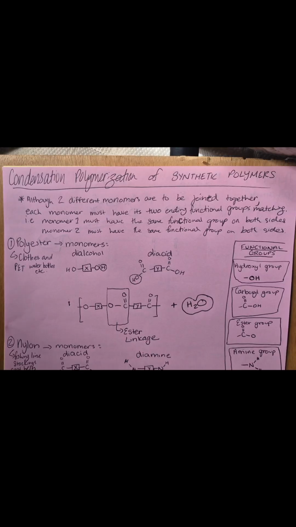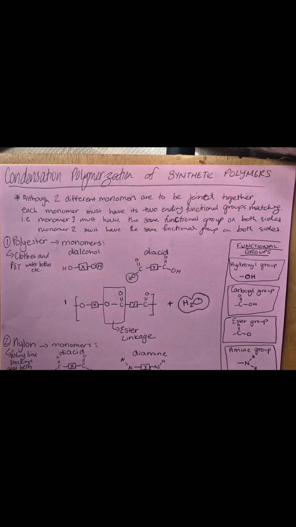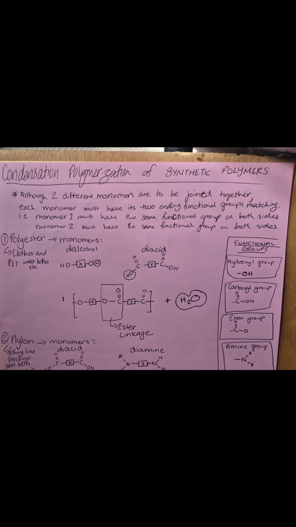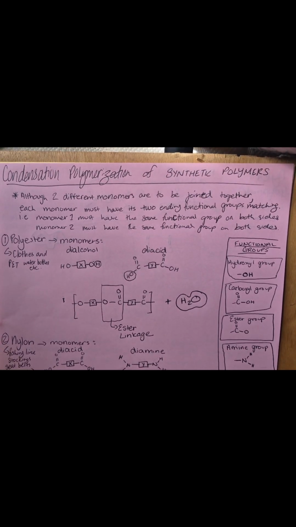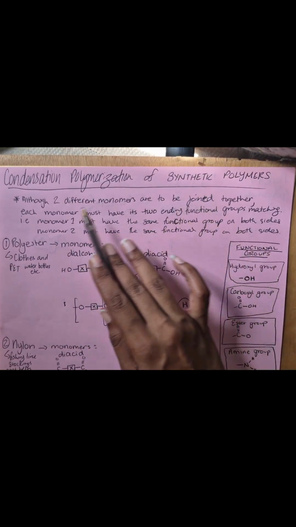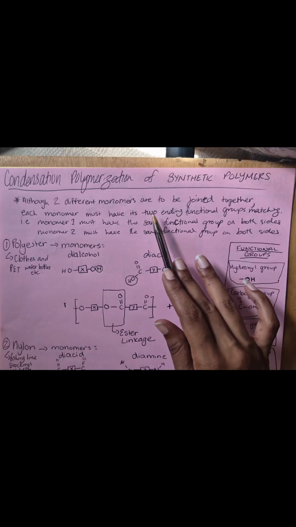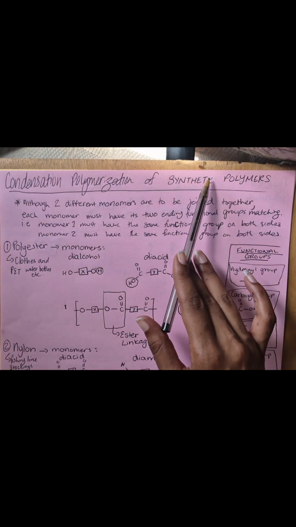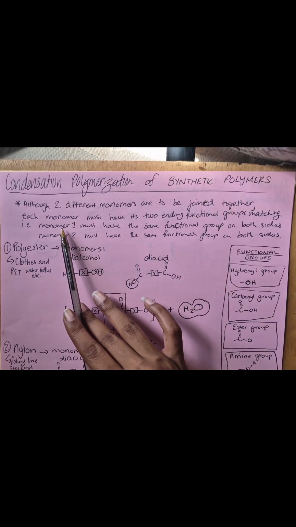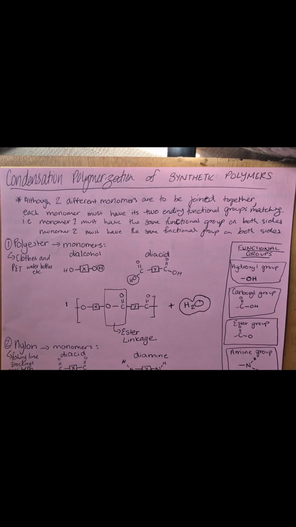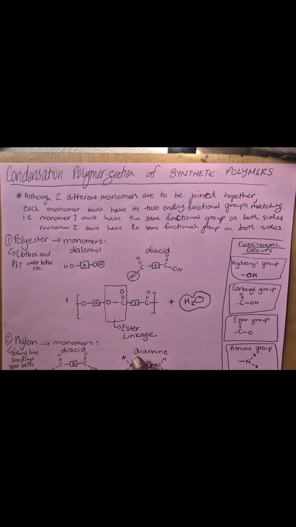So we're going to start off with the condensation polymerization of our synthetic polymers, the ones that are man-made. So for synthetic polymers, although condensation polymerization is the addition of two different monomers, when you're making synthetic polymers, each monomer must have its two ending functional groups matching. That means our first monomer must have the same functional group on both sides, and the second monomer must also have the same functional group on both sides. I think when you see it, it will make more sense.